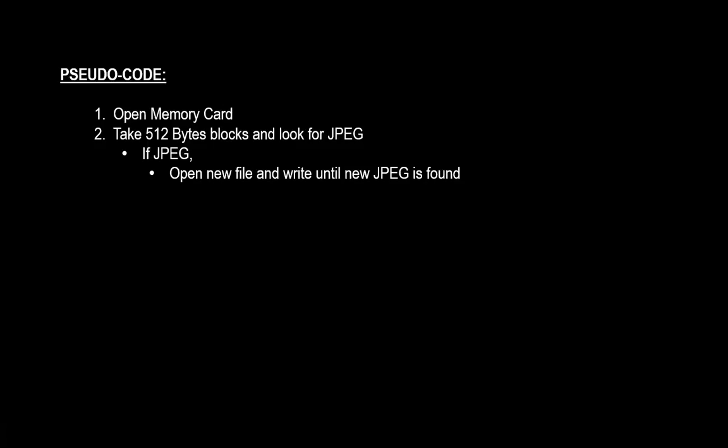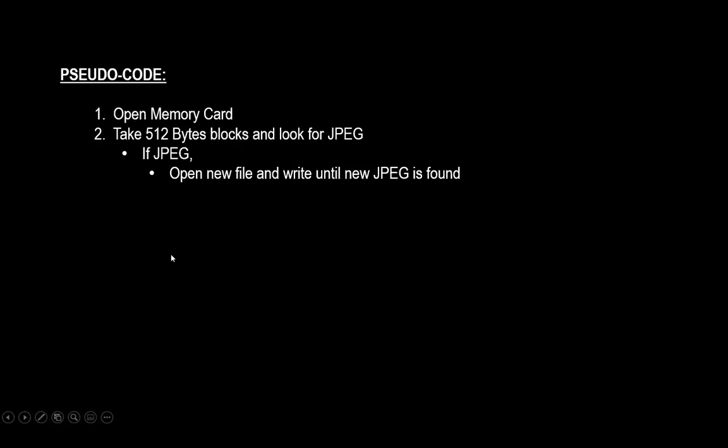First, we're going to open the memory card. And then we're going to read in 512 byte blocks and look to see if we have a JPEG or not. If we have a JPEG, then we need to open a new file and write until a new JPEG is found.